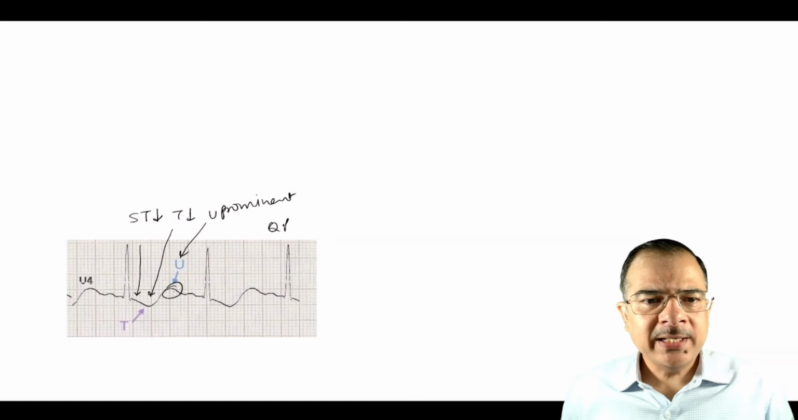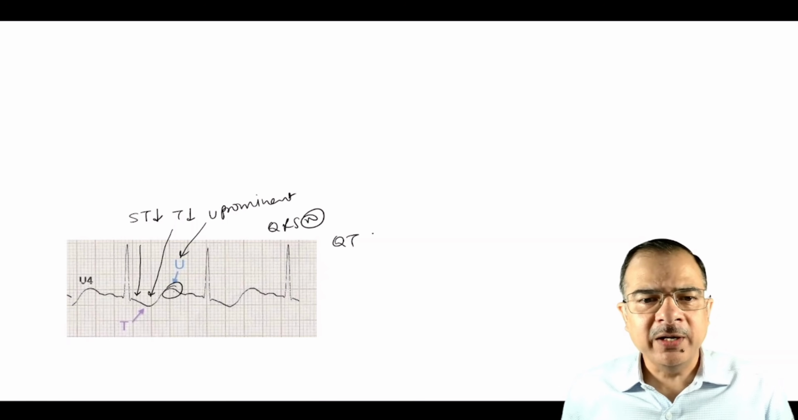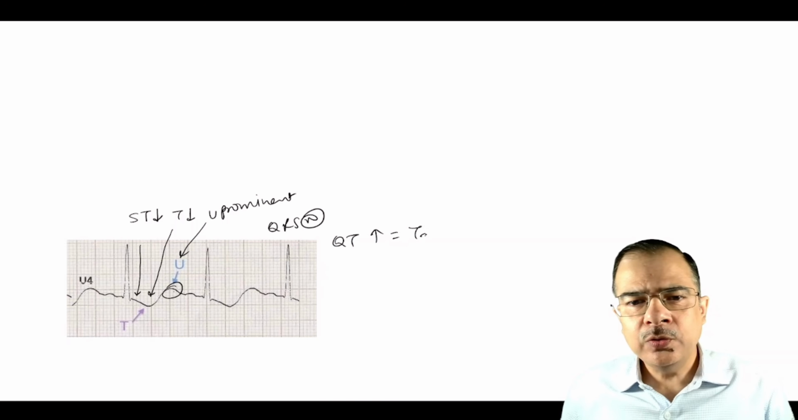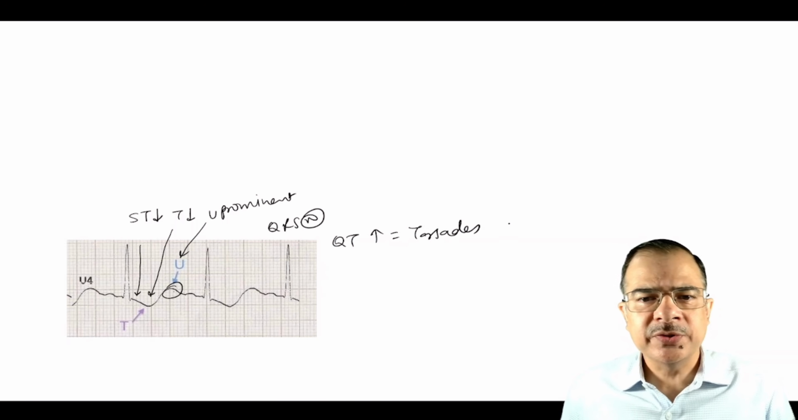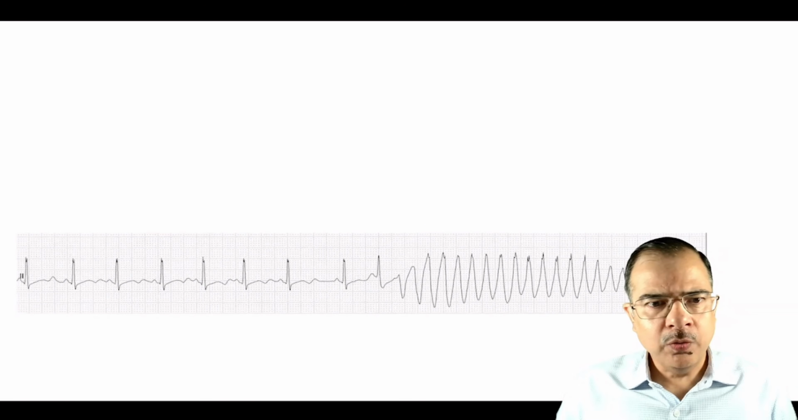Remember, QRS remains normal and sometimes QT interval is prolonged, and that leads to torsades de pointes. Torsades de pointes. Important ECG changes of the low potassium.